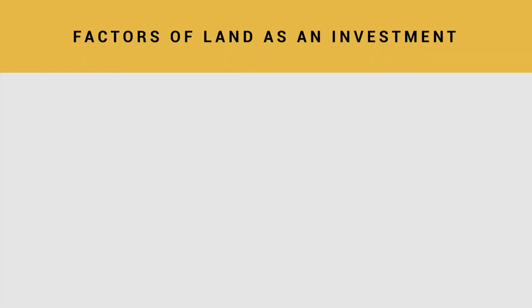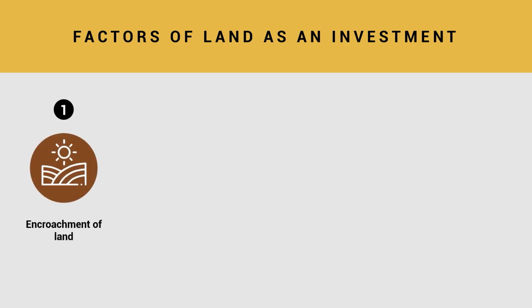Some of the factors which are unique to land as an investment include the fact that it is not uncommon to see that your land gets encroached by your neighbors. So when you buy a piece of land, it is very important to ensure that you have a very clear-cut boundary so that encroachment is prevented by your neighbors in that area.